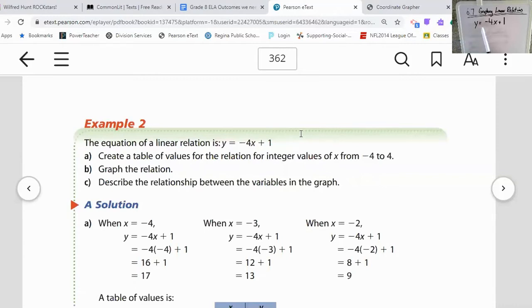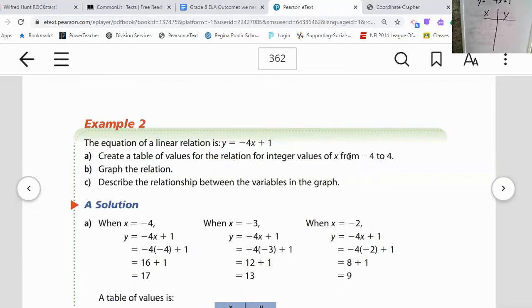What happens if y is equal to negative 4x plus 1? Okay. If you look at the question here, it says create a table of values for the relation for integer values of x from negative 4 to 4. That's just a lot of fancy speak. Here, let's make our table of values. We did that in our previous example.